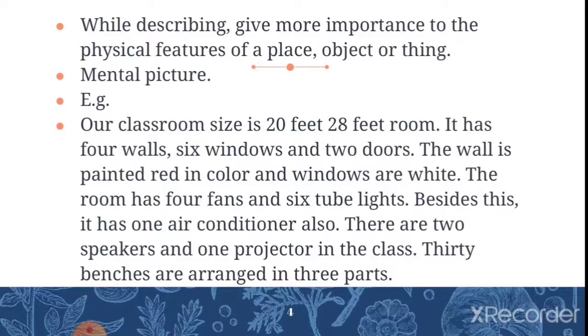Example: our classroom size is 20 feet multiplied by 28 feet. It has 4 walls, 6 windows and 2 doors. The wall is painted red in color and windows are white. The room has 4 fans and 6 tube lights. Besides this, it has 1 air conditioner also. There are 2 speakers and 1 projector in the class. 30 benches are arranged in 3 parts. Okay, so it will give you a picture of the class in your mind, even if you have not visited your class for a year or 2 years.